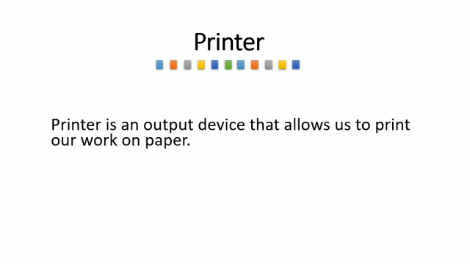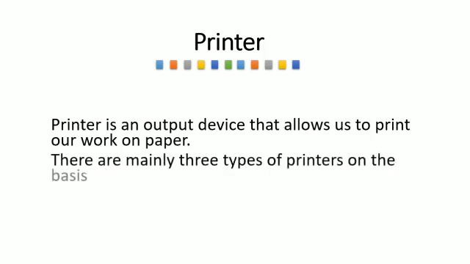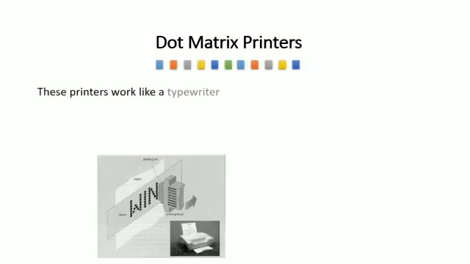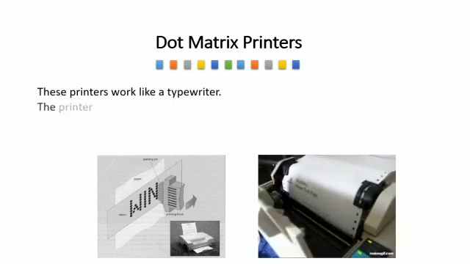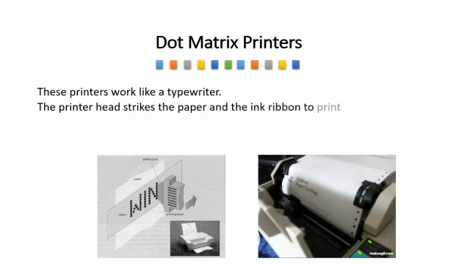There are mainly three types of printer on the basis of printing technology. First one is dot matrix printer. This printer works like a typewriter. The printer head strikes the paper and the ink ribbon to print the character. Here you can see the ink ribbon. So the particular dots will be typed in a particular form to print a particular shape and image.